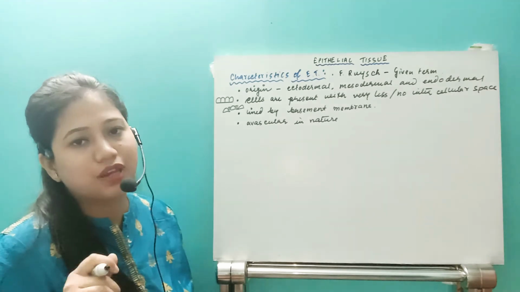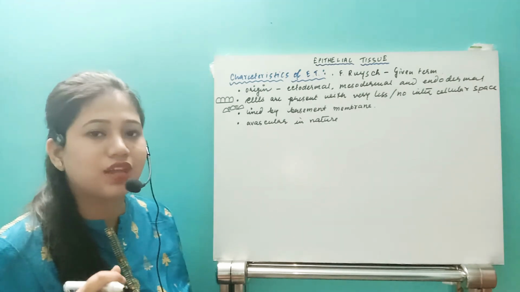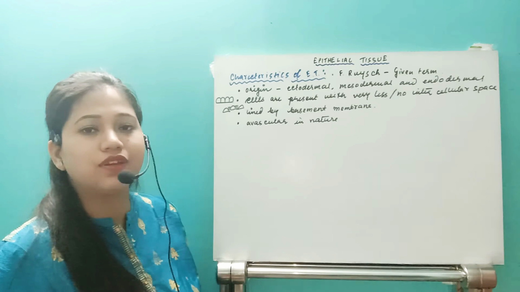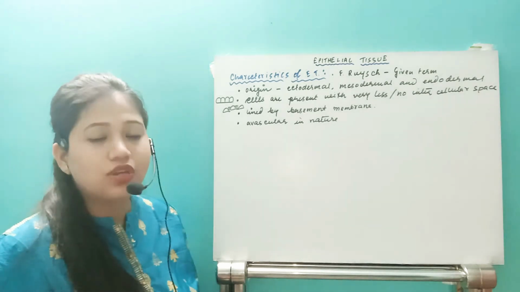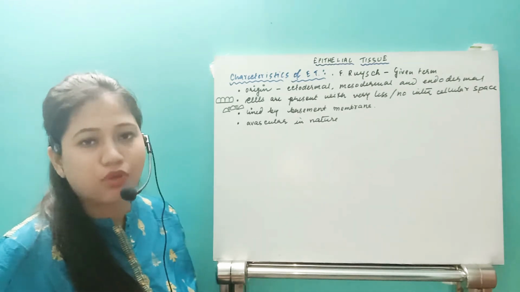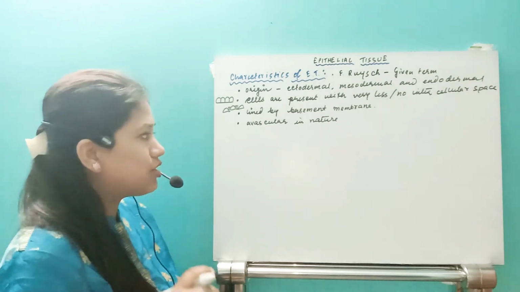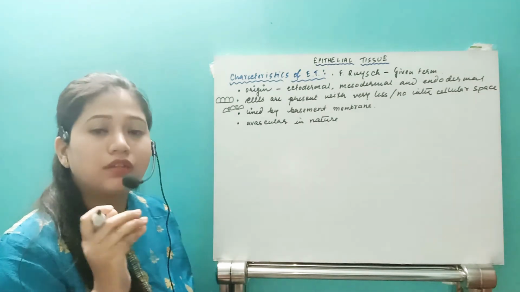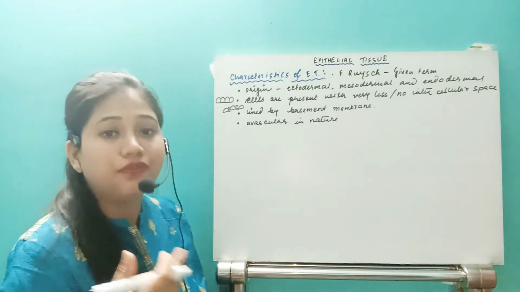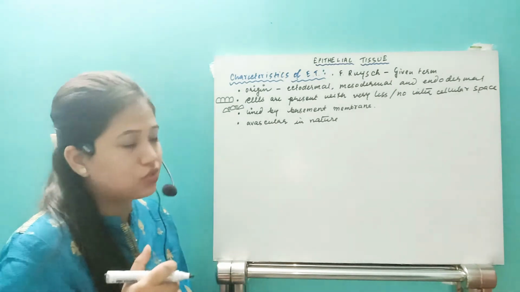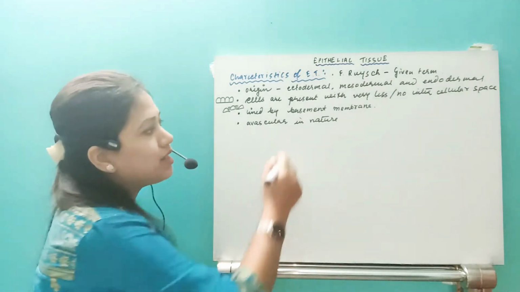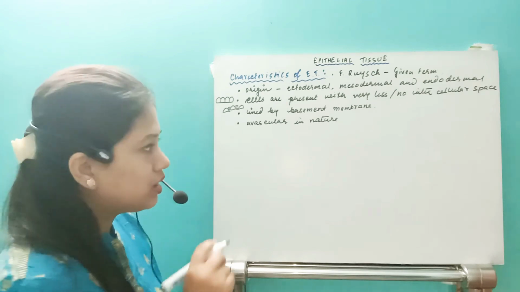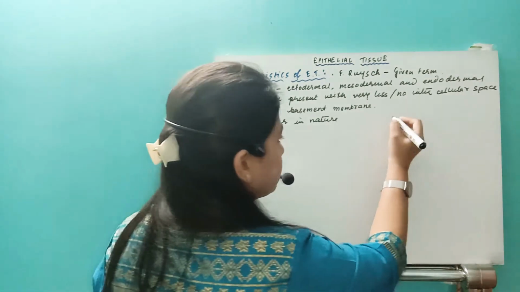How is it possible? A living cell has to get nutrients and oxygen, otherwise it will not get the energy to undergo the normal metabolism process, right? So that's what happens: the nutrients and gases are diffused into the epithelial tissue cell layers by the basement membrane.